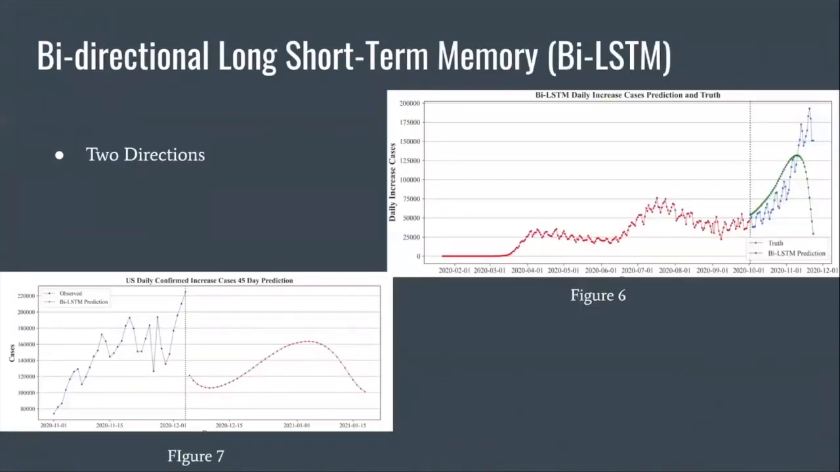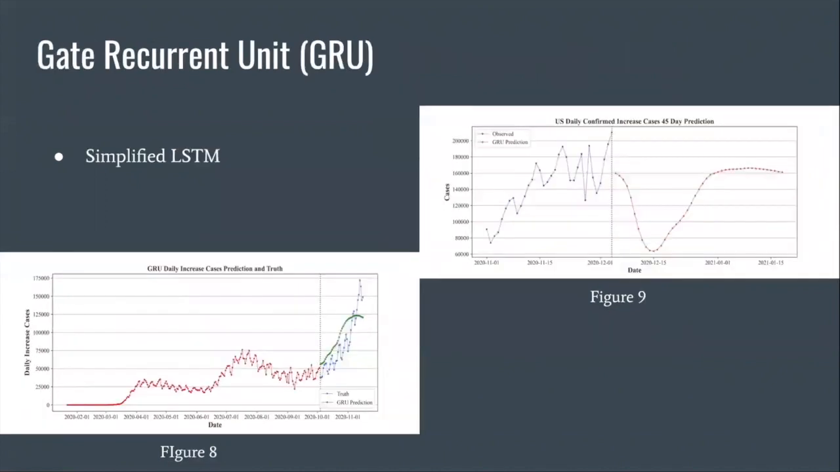Bi-LSTM is a special kind of LSTM that runs from two directions, one from the past to the future, and one from the future to the past. In figure 6, the prediction drops near the end, maybe because we don't have enough data from the future to the past. GRU is similar to LSTMs, but uses a simplified structure. Our predicted trends from all three models are close to the true trend.